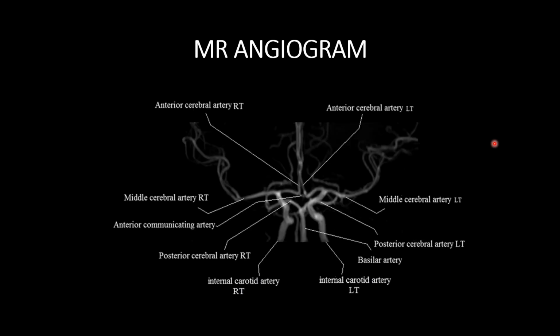Here is an MR angiogram image showing a single basilar artery which bifurcates into the bilateral posterior cerebral arteries. This includes the vertebro-basilar system, and then the carotid system, which includes the internal carotid artery and its segments, finally dividing into the anterior cerebral artery, whereas the MCA is not a part of the circle of Willis, which goes laterally.